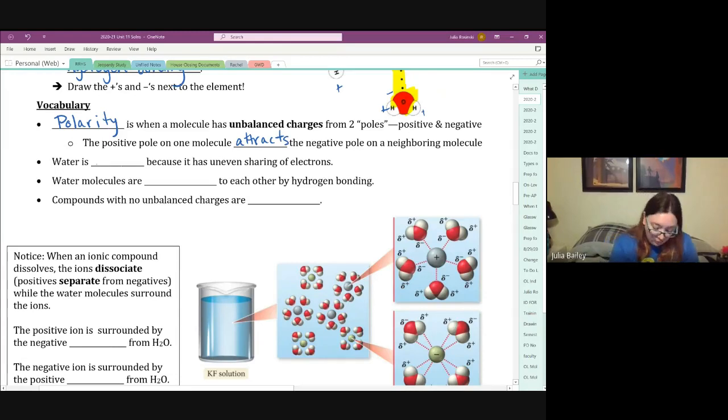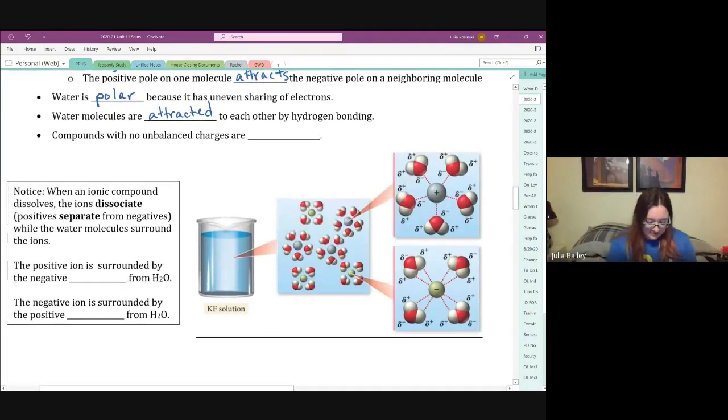Water is polar because of this uneven sharing of electrons. Because one side is positive and the other side is negative, we call that polar. It's got poles. Negative and positive pole, just like north and south pole. Water molecules are attracted to each other by hydrogen bonding. It's not a real bond. They're not sharing the electrons. They're just hanging out. And compounds with no unbalanced charges are nonpolar. There's a vocab word for you. First time I mentioned it on the page here.